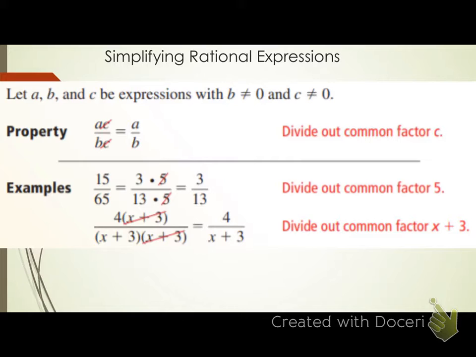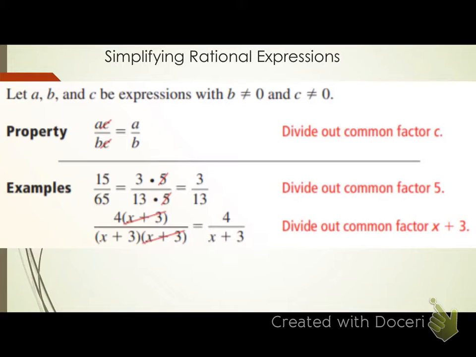So it gives us another example of just a numerical fraction. 15 over 65, what are they both divisible by? 5. So that's why they broke it down into 3 times 5 over 13 times 5. They're just showing you that they're canceling the 5s out to leave us with 3 over 13. Everyone good with that?